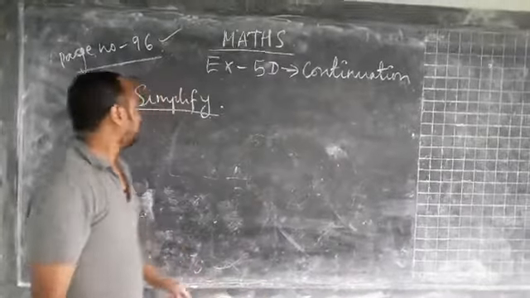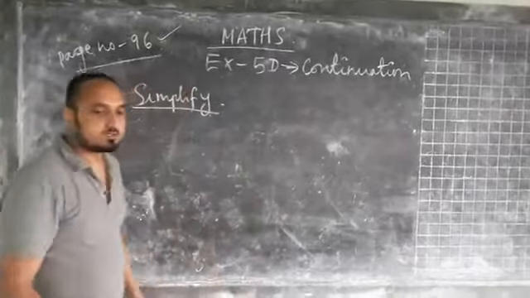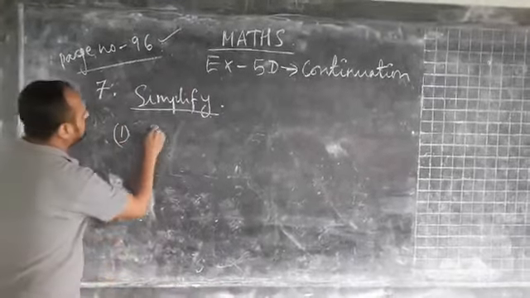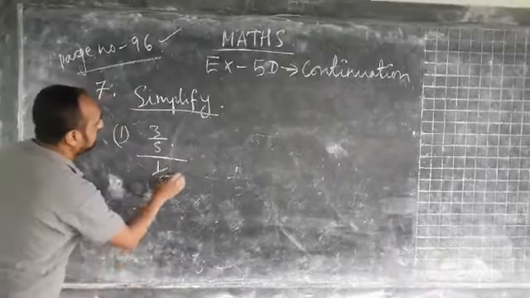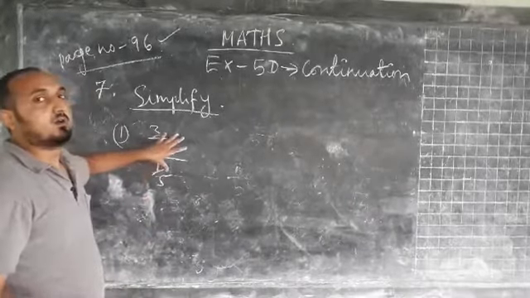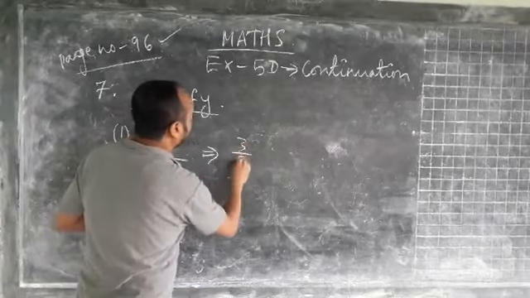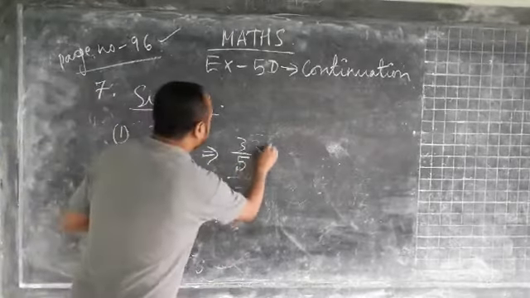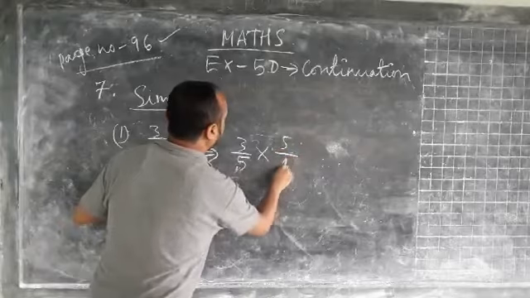Now next I am moving towards question number 7. Again we have simplified. So in this simplified, the first question we have 3 by 5 divided by 1 by 5. So this is very easy. What we have to do is take the reciprocal of this number. So first we can simplify this one, 3 by 5, and when we reciprocal this, 5 will go up and 1 will come down.